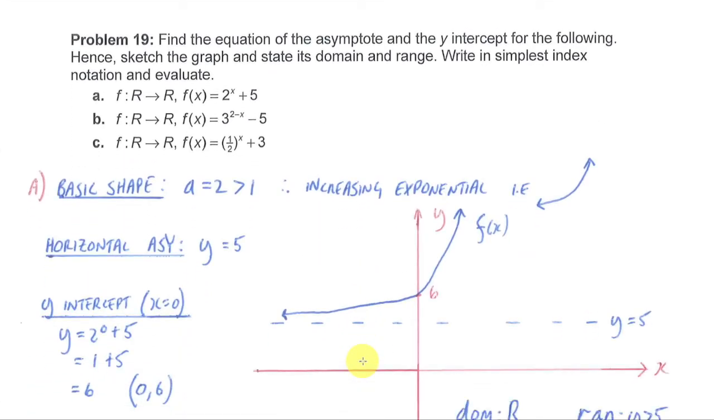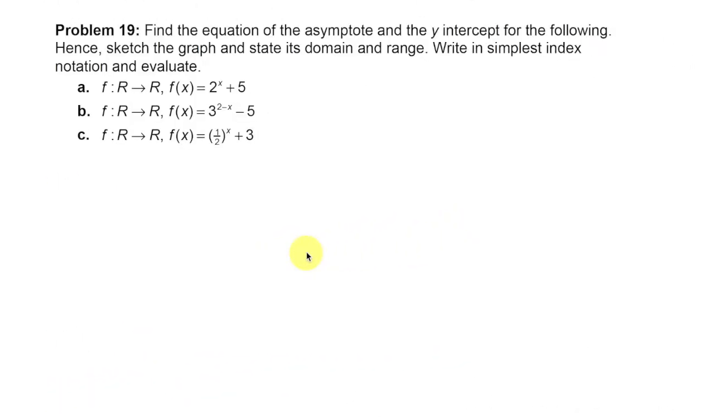Looking at some examples now. Find the equation of the asymptote, the y-intercept, for the following. Hence, sketch the graph and state its domain and range. And we should write this in the simplest index form where applicable.